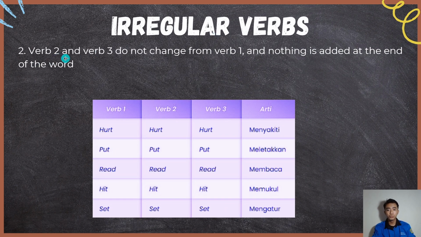Second, verb 2 and verb 3 do not change from verb 1, and nothing is added at the end of the word. Hurt, hurt, hurt. But verb 2 and verb 3 have different pronunciation. This is read, and then verb 2 and verb 3 read. Okay. Next.